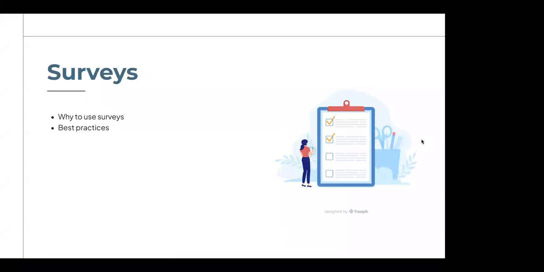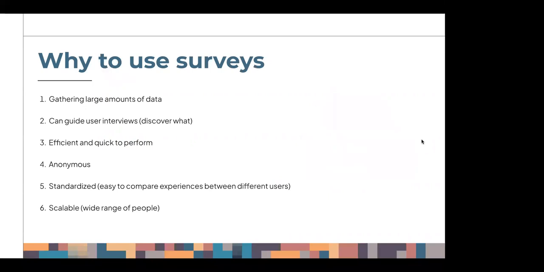Okay, so the other thing you can use for your user research is surveys. Why to use surveys and the best practices to write surveys. So why to use surveys is this is the easiest way to get some information. You can just send it somewhere, share your link, and you will receive a lot of answers.